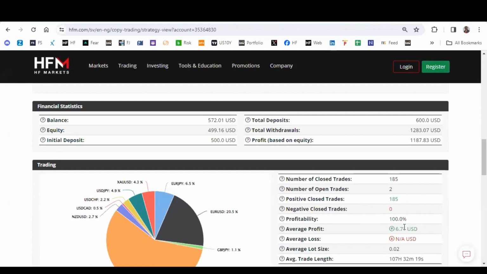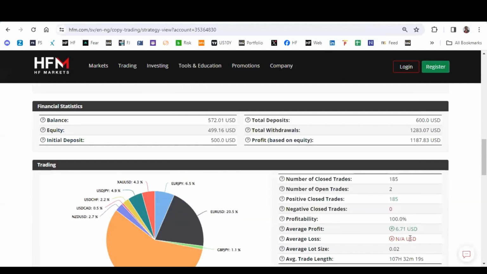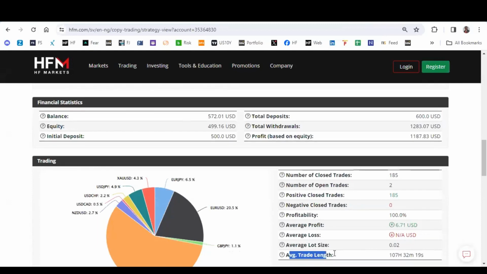Average profit is about $6 per trade. And because he hasn't closed any trade in negative, obviously he doesn't have any average loss. The lot size, the volume he averagely trades, is about 0.02 lots. And now, this in itself could also be a red flag for somebody. Now, this person holds trades for a long period of time, right? About over 100 hours, he leaves trades running.